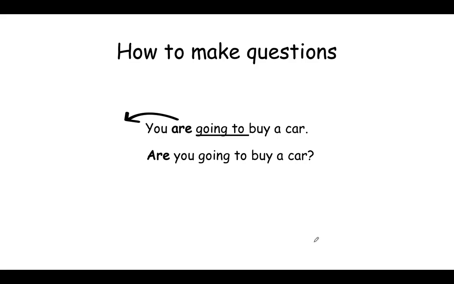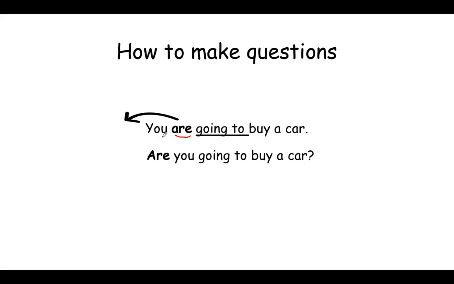So now that we know how to make negatives, we're going to talk about how you make questions in the future tense. Same as all the other stuff we've learned, all you have to do is put the form of be at the beginning of the sentence. Really, really easy. So this sentence says, you are going to buy a car.